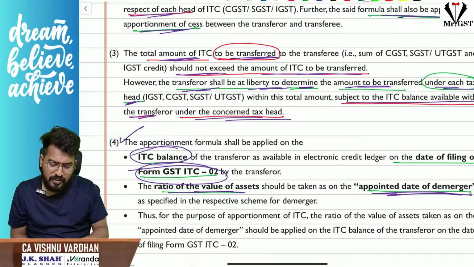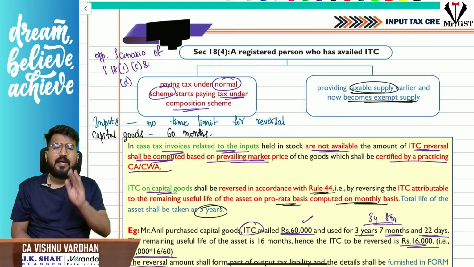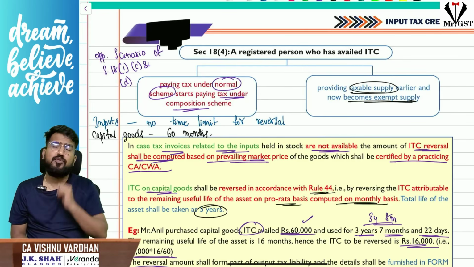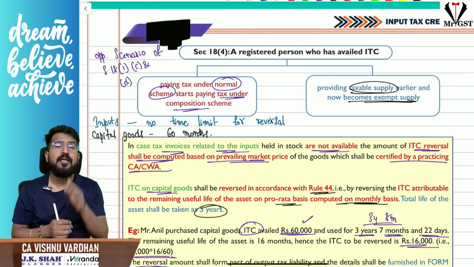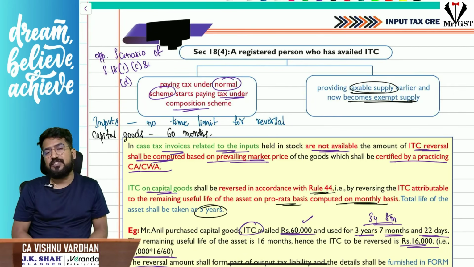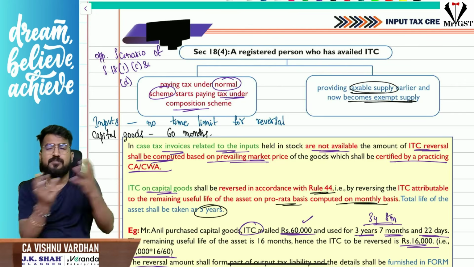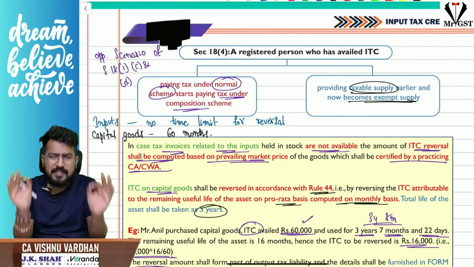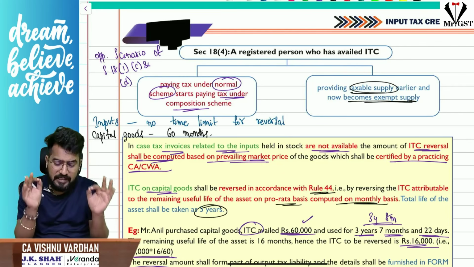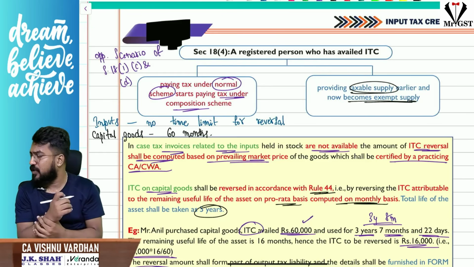18 subsection 4 is nothing but simple, understand. Sir, when you are coming from composition to normal scheme, I am giving you ITC. When your exempt supply becomes taxable supply, I am giving you ITC. Then, suppose if the reverse situation happens, you are coming from normal scheme to composition scheme, or you are going from taxable supply to exempt supply, then you should also reverse the ITC, correct? So this is exactly the opposite scenario of 18 subsection 1.